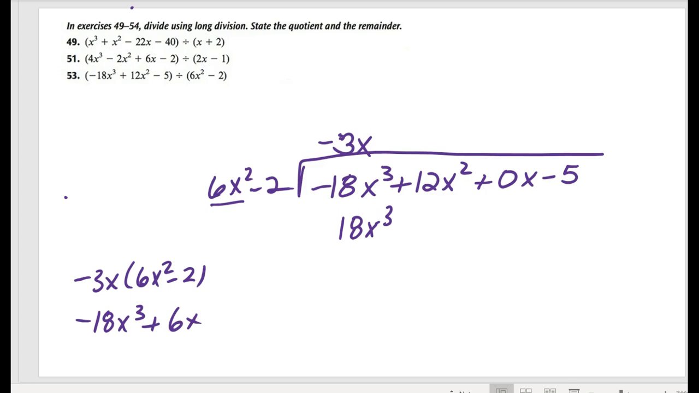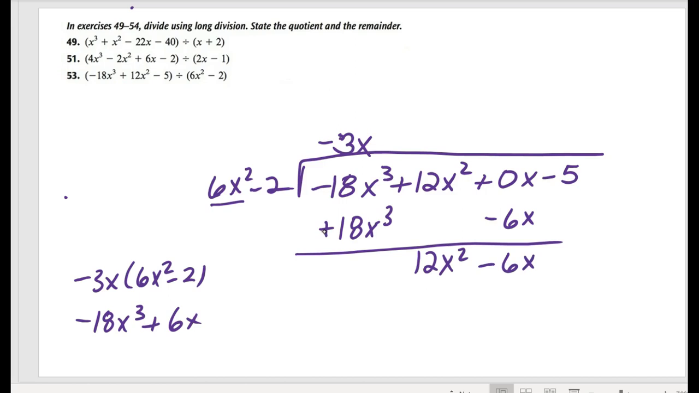So when I put it underneath the dividend, make sure you put it in the correct location so that when you subtract, you can make sure you combine like terms. So now that I'm going to subtract, I'm going to change all my signs. So I had a negative 18x cubed plus 6x. I'm going to change this to positive 18x cubed minus 6x. Okay? And then I have to add. So this is going to be 0, negative 18x cubed plus 18x cubed. 12x squared just comes straight down because it doesn't have anything to add to it. And then 0x plus negative 6x will be negative 6x.